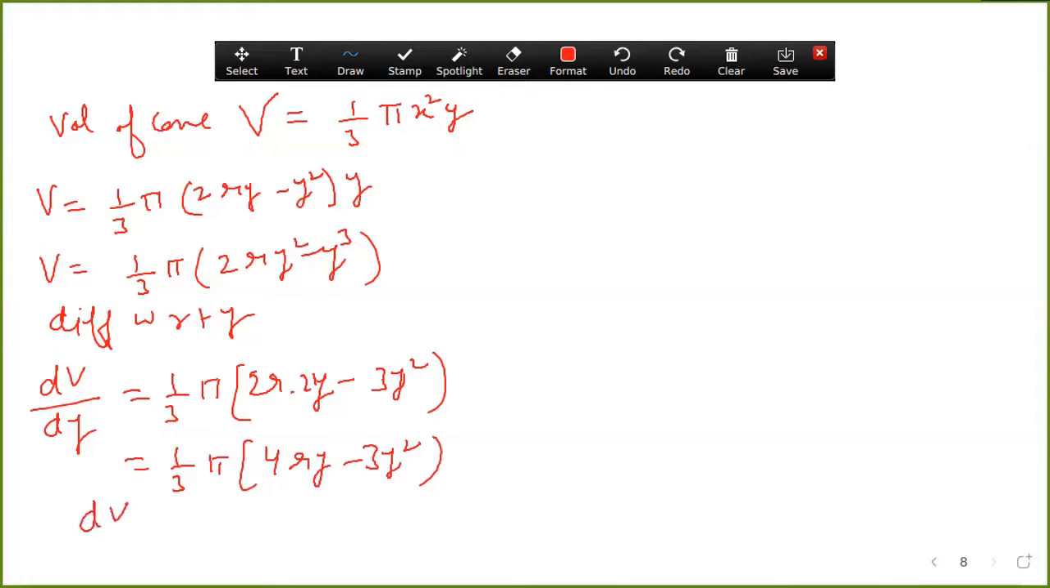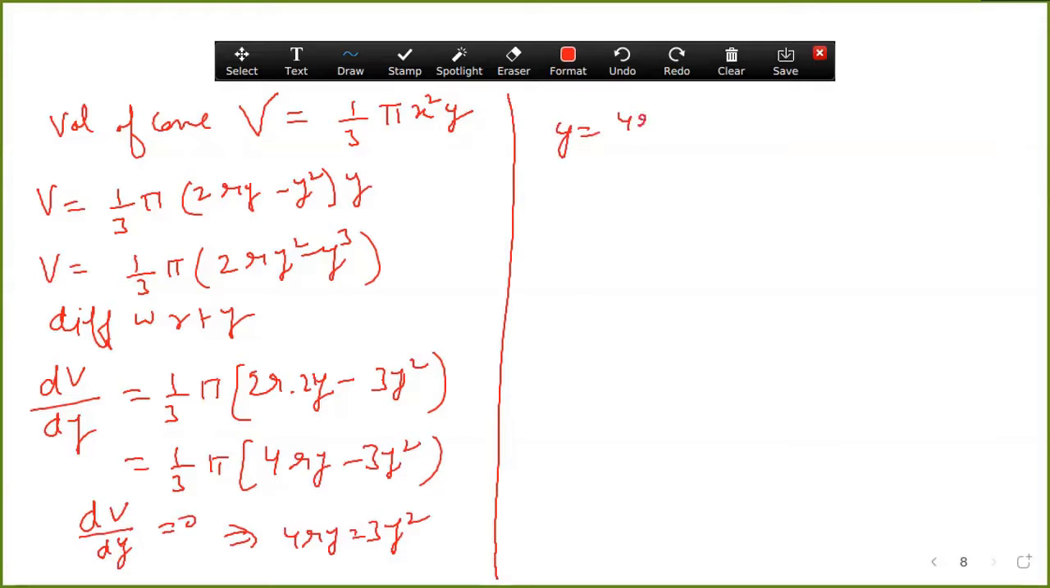When you put dV upon dy equal to 0 for critical values, what will you get? You will get 4ry is equal to 3y square, which simplifies to y equal to 4r upon 3. This is the value of y.